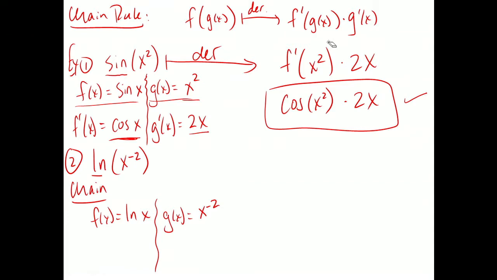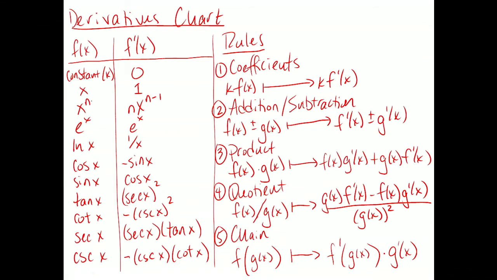So for the chain rule, I'm going to need to know the derivative of each piece, because I'm going to need those in a minute. And these are both nice and easy because they're in my chart. So ln of x is in my chart, and the derivative of ln is 1 over x. And x to the negative 2, that's in my chart also. That's the third rule in the chart here, which says if you have x to any power, that's the derivative.